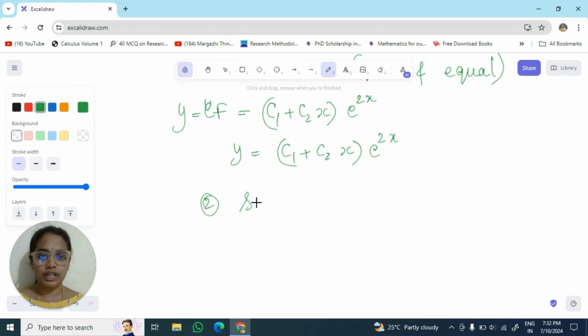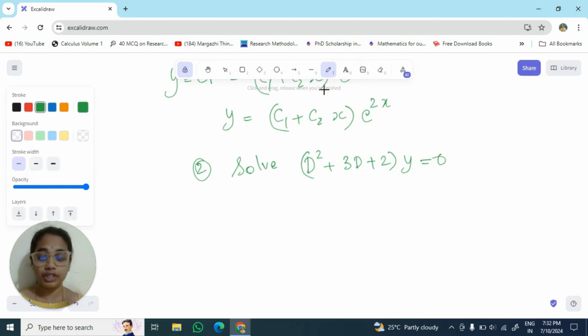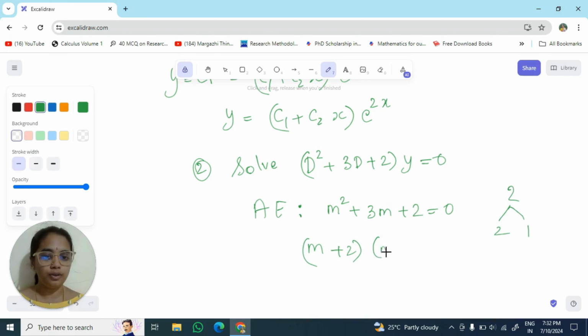Okay, so the second problem says: solve (D square plus 3D plus 2) whole thing into y is equal to 0. Yes, so clearly how would you find the roots over here? First step says find the auxiliary equation, right? The auxiliary equation of the given question would be m square plus 3m plus 2 is equal to 0. Yes, so we know that, right? 2 ones are 2 and 2 plus 1 is 3. So the roots would be (m plus 2) into (m plus 1) is equal to 0.